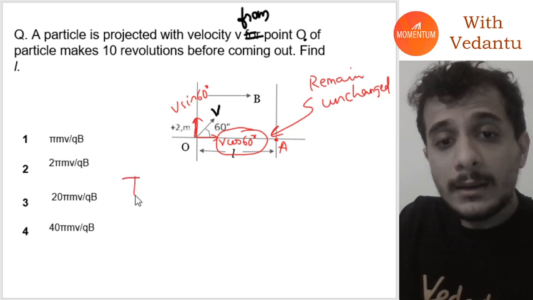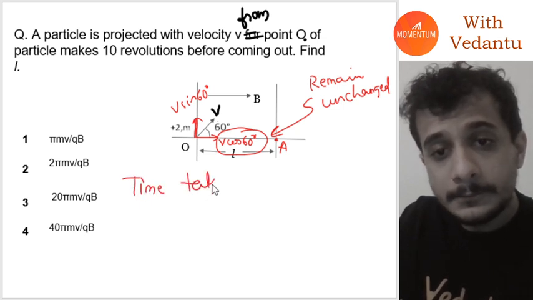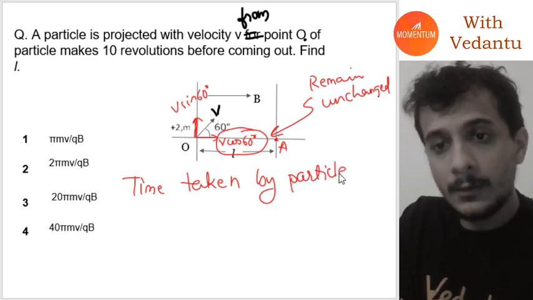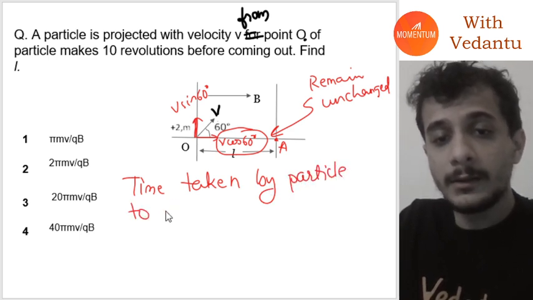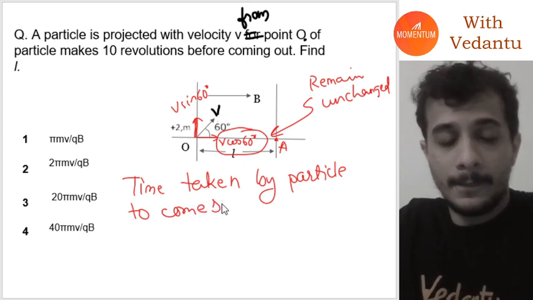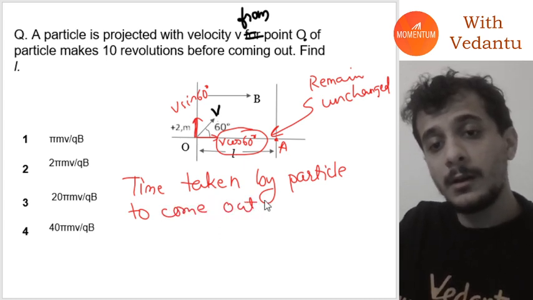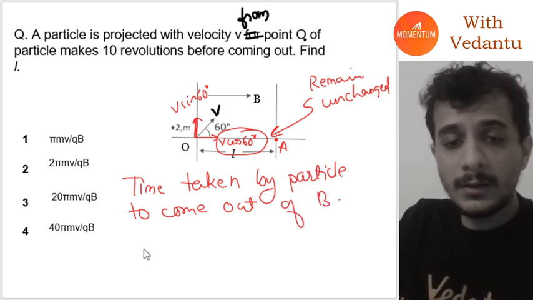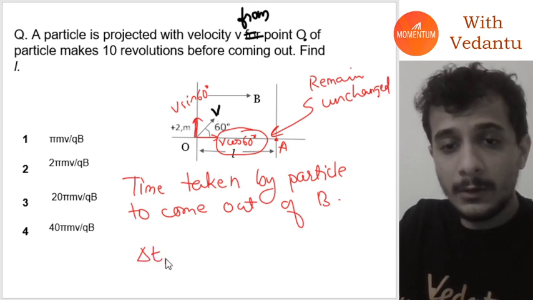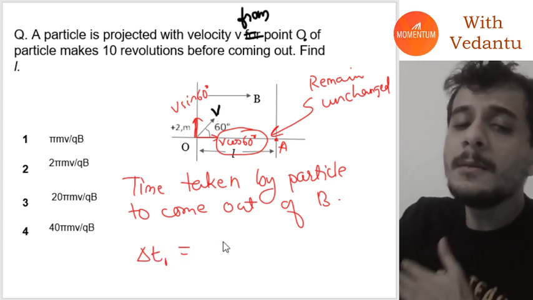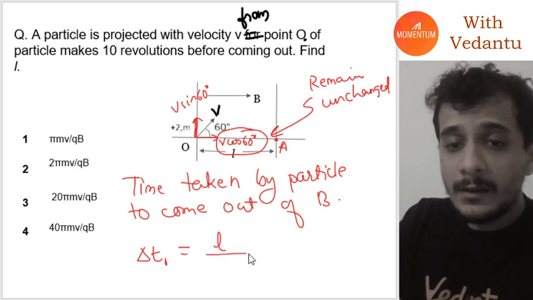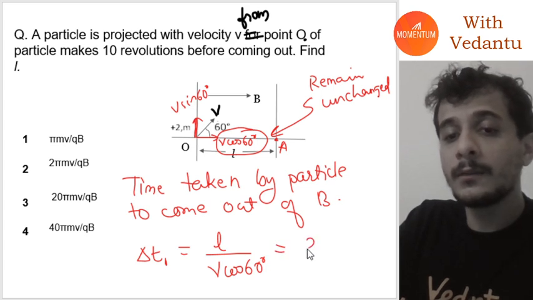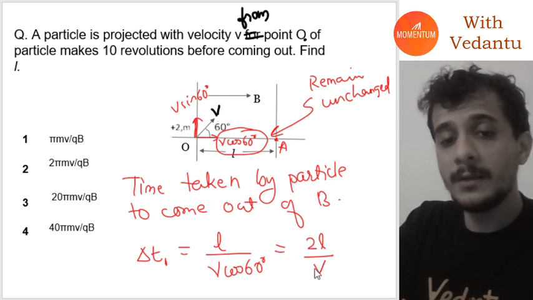Time taken by the particle to come out of the magnetic field, let's call it delta t1, is nothing but distance traveled divided by the velocity, which will just be 2L divided by v.